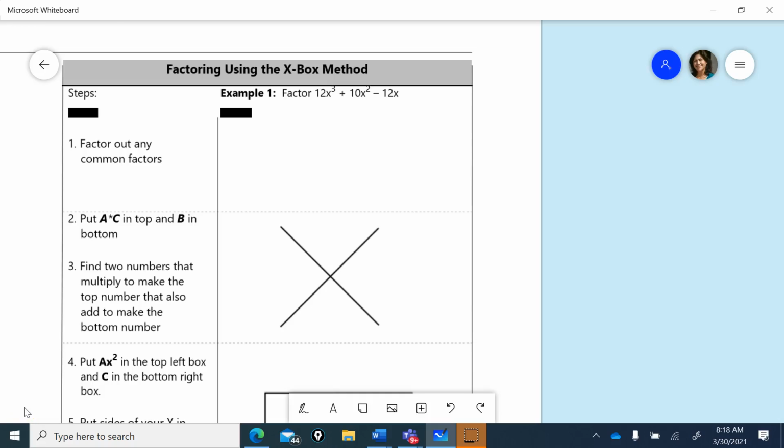Okay, so we are going to factor quadratic equations using the box method. So let's look at the steps. Factor out any common factors. So what do they share? We are going to rewrite using prime factorization.